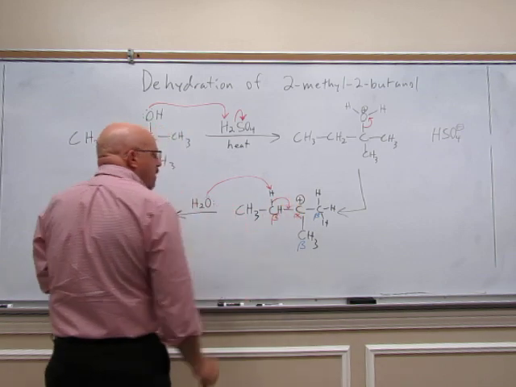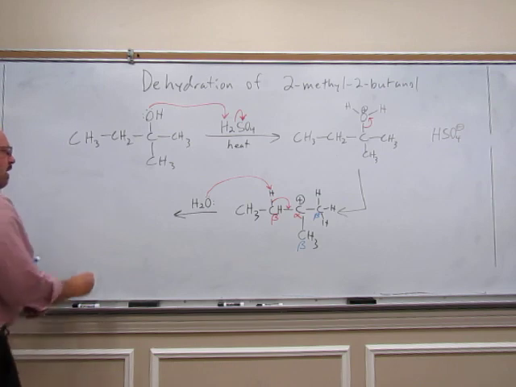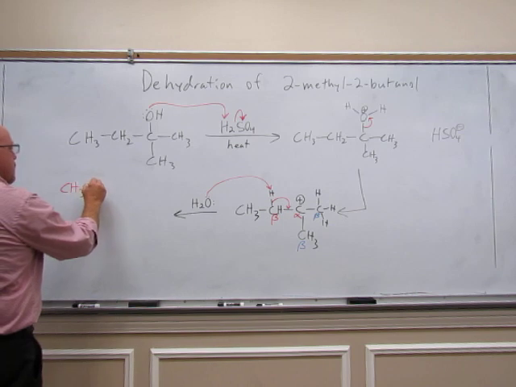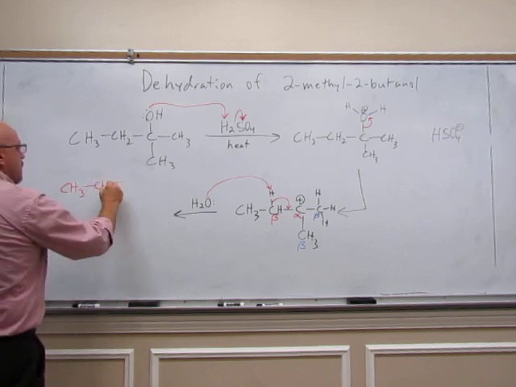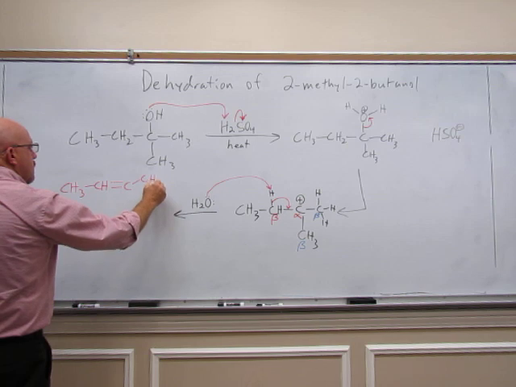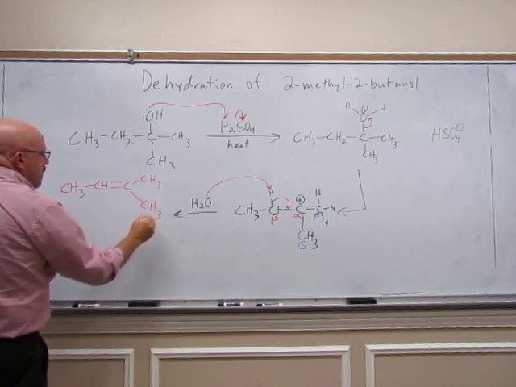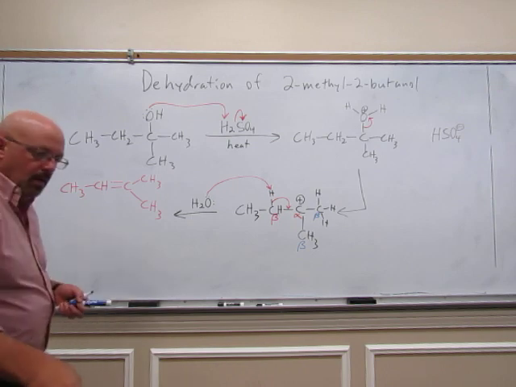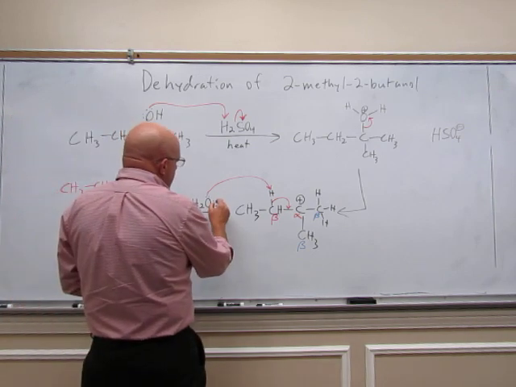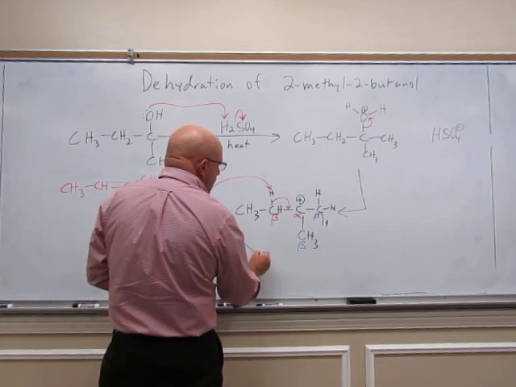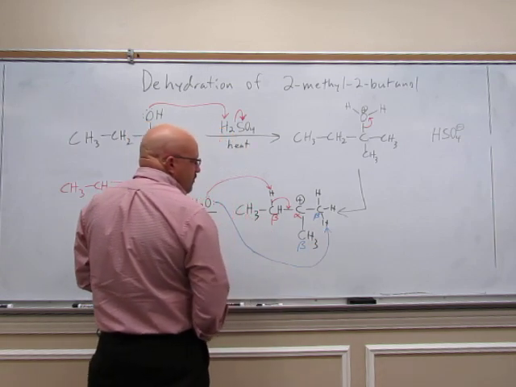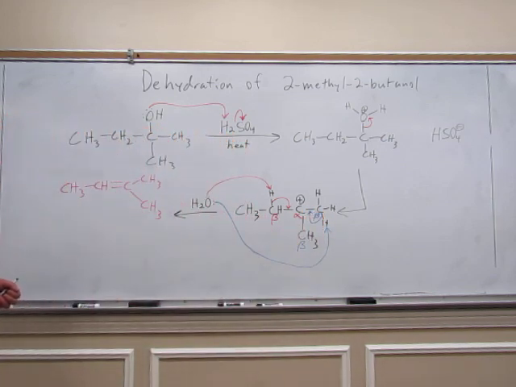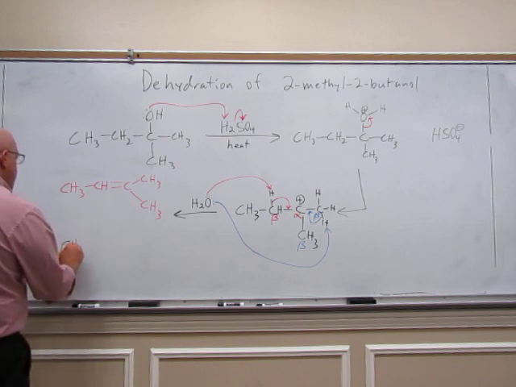Electrons kick toward the carbocation and form the alkene. There's the alkene that you get. The water acting as a base could grab one of these beta hydrogens, one of the blue ones. Electrons kick in toward the alpha position, form the double bond, and this is the alkene that you would get.